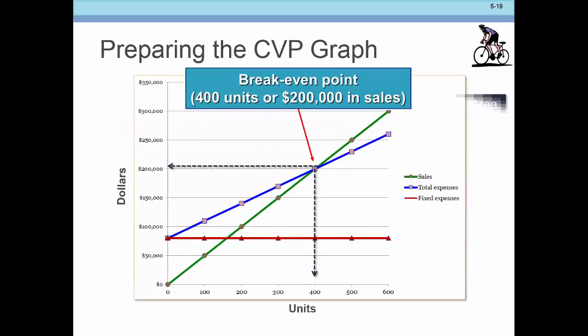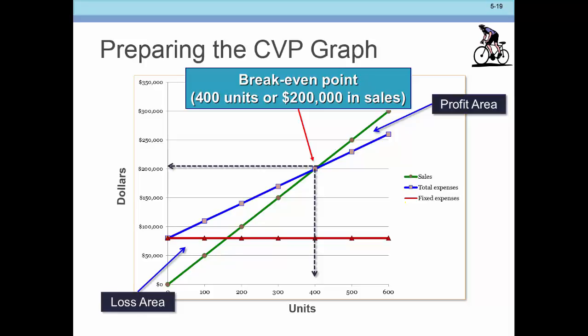Then I lay my sales line on top of that, and of course, if I don't sell any items, my sales is zero. The more items I sell, the more my sales goes up. If you graph these across each other, you can see the loss area down here is before I have covered my total cost. And once I have covered my total cost, which is my variable cost plus my fixed cost, I have now covered all my fixed costs and I start making my profit, don't I? Okay. Question?